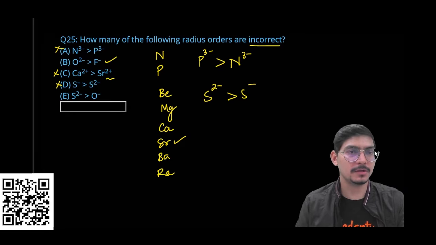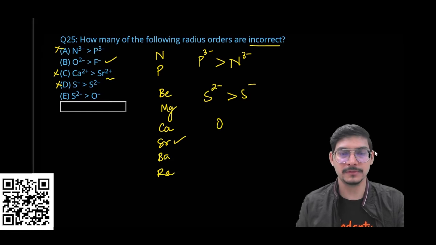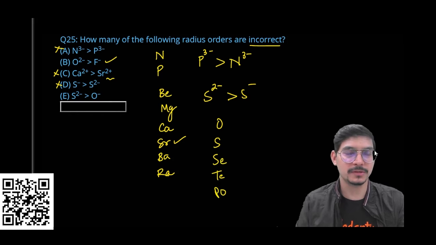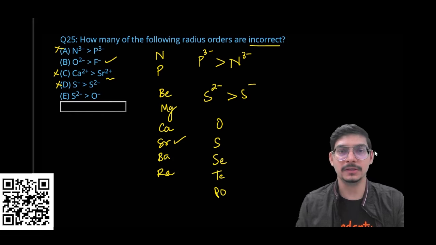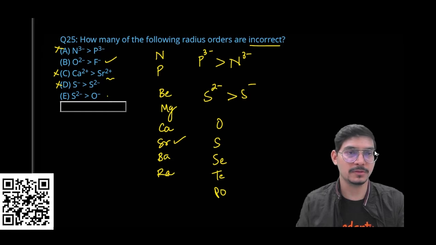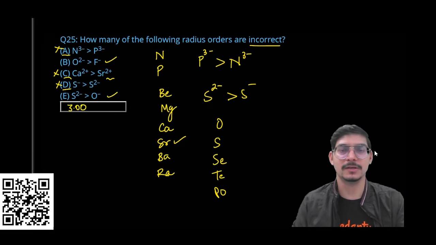In the last order, S2 minus is bigger than O minus. That is definitely correct, because in group 16 we have oxygen, sulfur, selenium, tellurium, polonium, etc. So obviously sulfur is bigger than oxygen, and sulfur also has 2 units of negative charge, so it is definitely going to be bigger than O minus. So this order is also correct. There are in total 3 orders here that are incorrect. So 3.00 is going to be our correct answer.